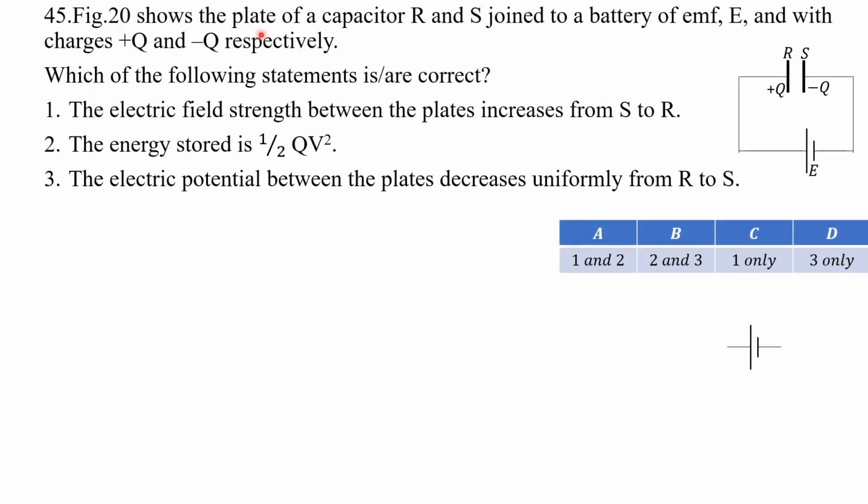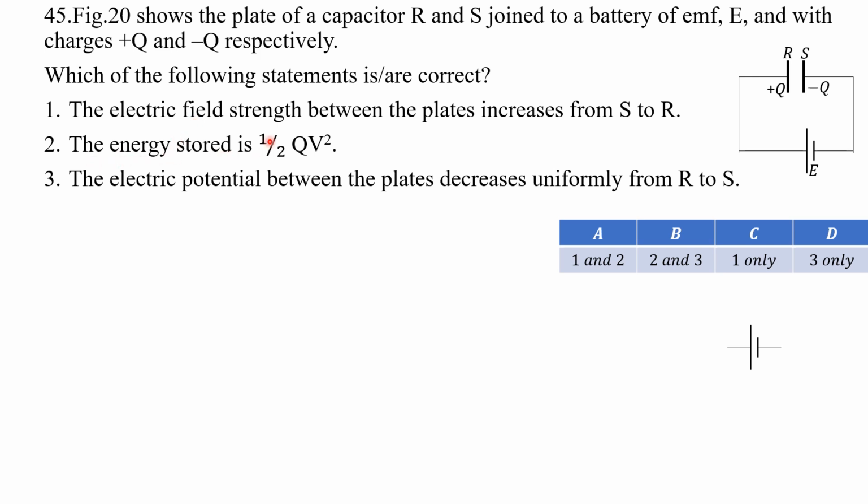Figure 20 shows the plates of a capacitor R and S joined to a battery of EMF E and with charges plus Q and negative Q respectively. Which of the following statements are correct? The electric field strength between the plates increases from S to R. Not true. Why? Because the region between the plates of a parallel plate capacitor is an example of a uniform field. So the field strength there is uniform, it's a constant.